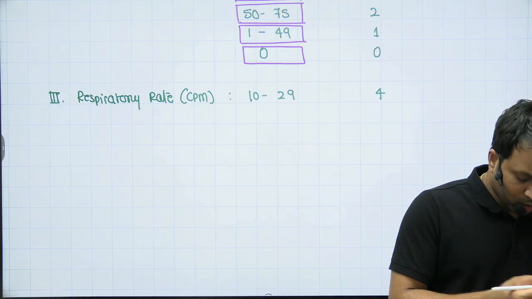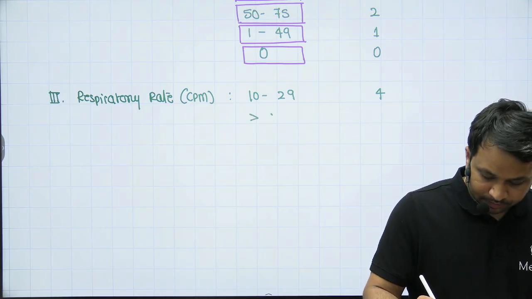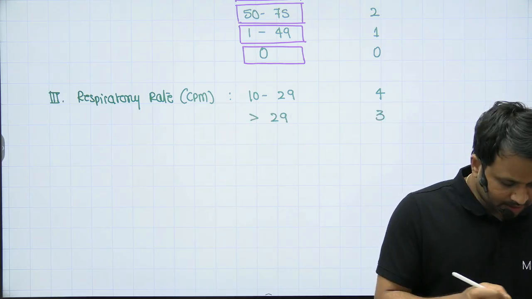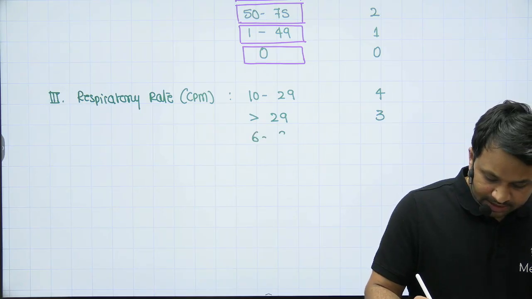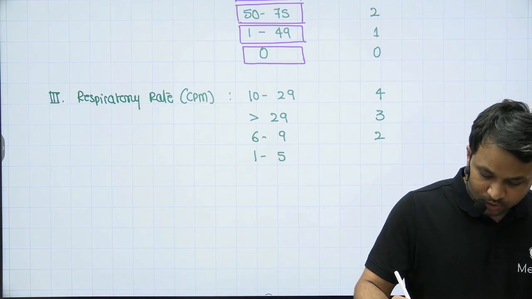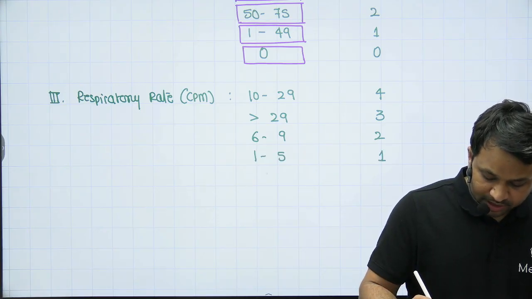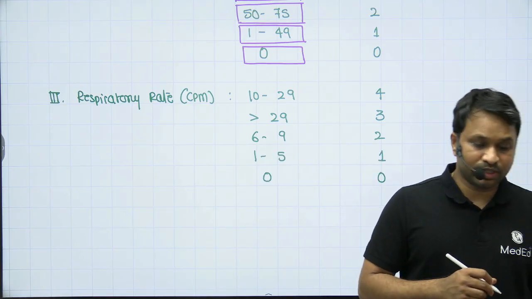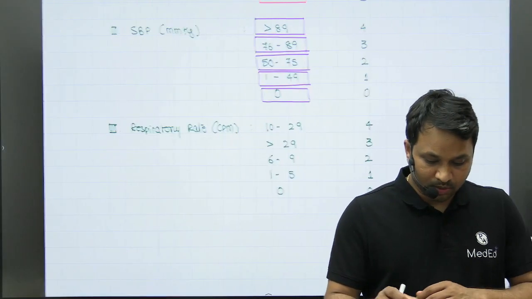If it is more than 29, a score of 3 is given. If it is less, that is 6 to 9, a score of 2 is given. If it is 1 to 5, a score of 1 is given. And if there are no breaths, a score of 0 is given, right?